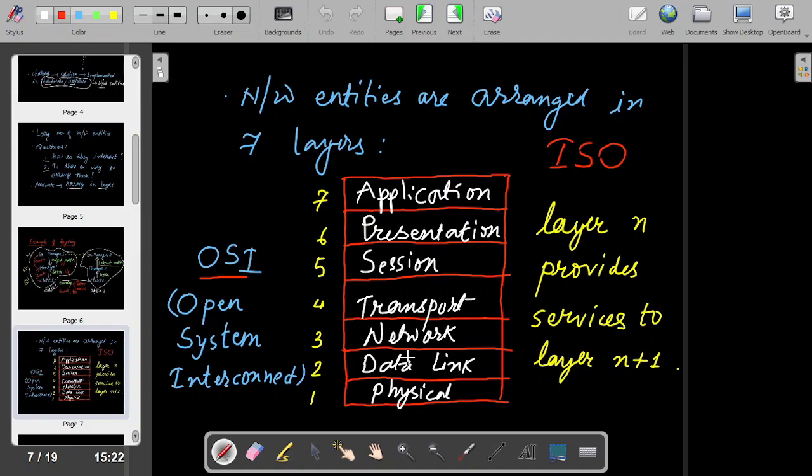So, summarizing, there are 7 layers suggested by ISO, and this 7-layer stack is known as OSI reference model. And I have noted down this important point, that layer n provides services to layer n plus 1.